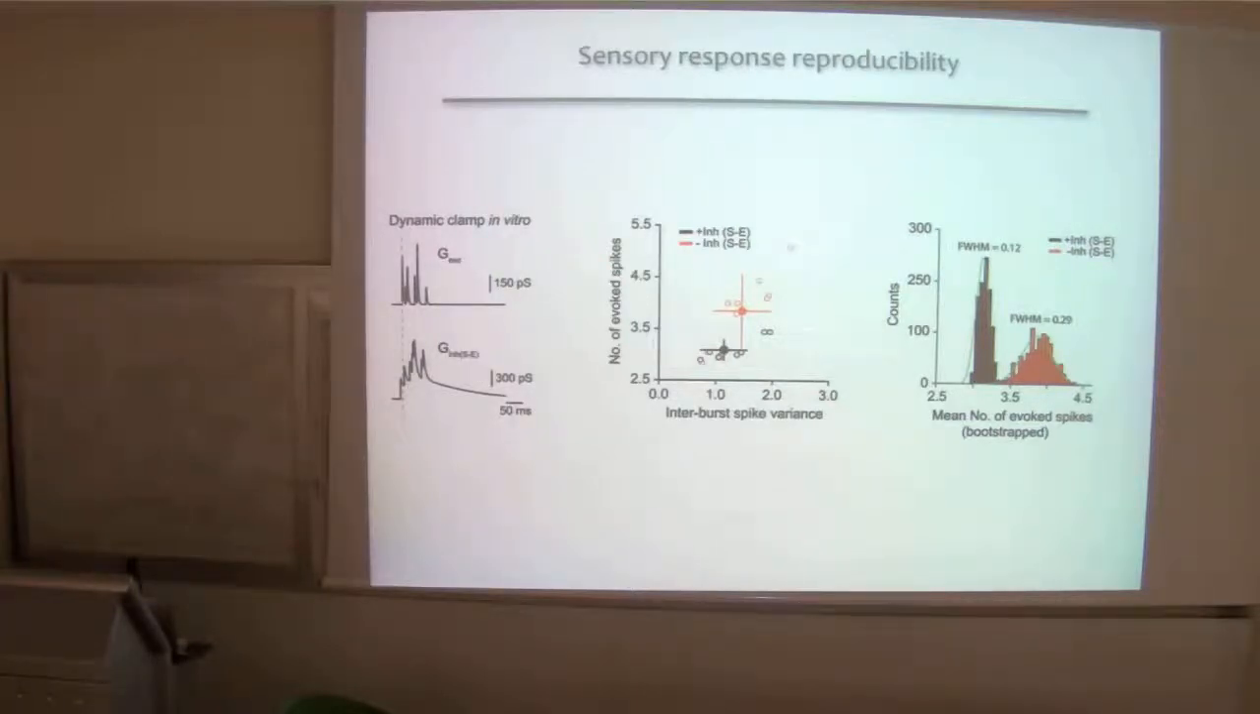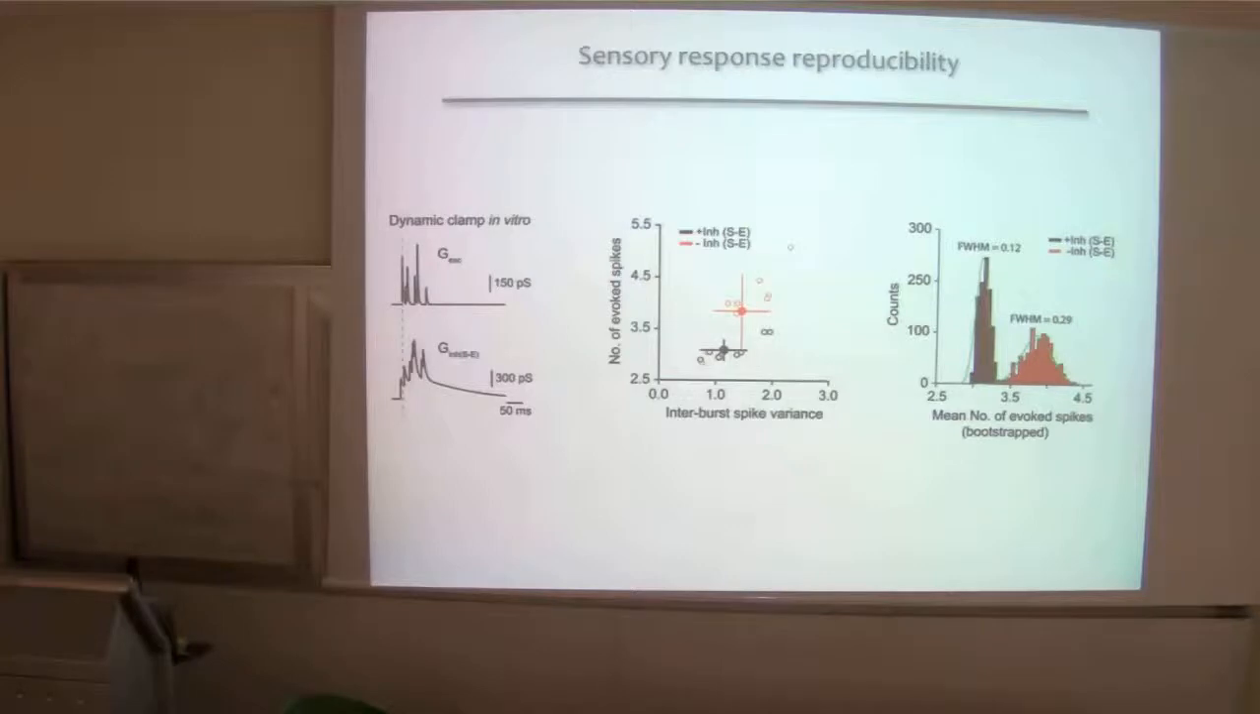So what we're proposing, and we can bootstrap that, obviously this is a small number of cells that we've been recording from, but if you bootstrap that again, you can see in terms of the mean number of evoked spikes, there's a significant difference between the two. So we're proposing that it's maybe not the millisecond precision, but more about the faithful reproducibility: that the granule cell will faithfully give the same sensory response to the same sensory stimulus.